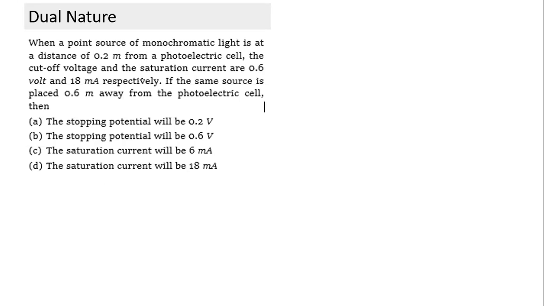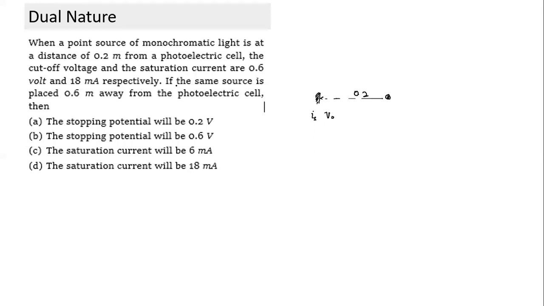Source of light. What is changing in this case? So you have to visualize a point source kept at a distance of 0.2 meter. Initially, there's a photoelectric material. The source is kept at a distance of 0.2 meter, and then we have cutoff voltage and saturation current. So it has some saturation current, it has some cutoff voltage.